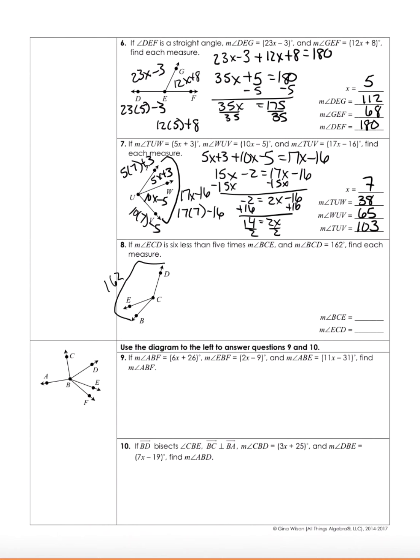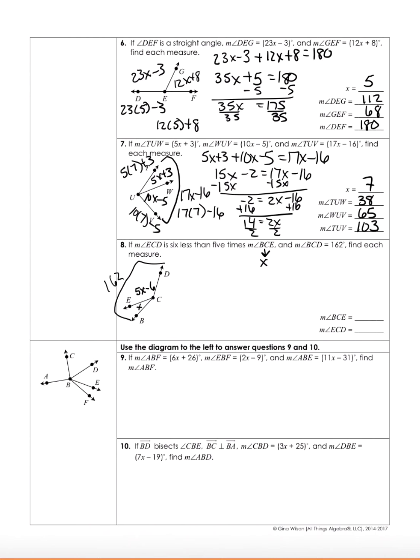So what I'm going to do is let BCE be my x. And so I'm going to draw that. I don't know what it is, so I'm going to call it x. Then ECD is 6 less than 5 times that. So the way that I write 5 times x is 5x. And the way that I write 6 less than 5 times is subtract 6.